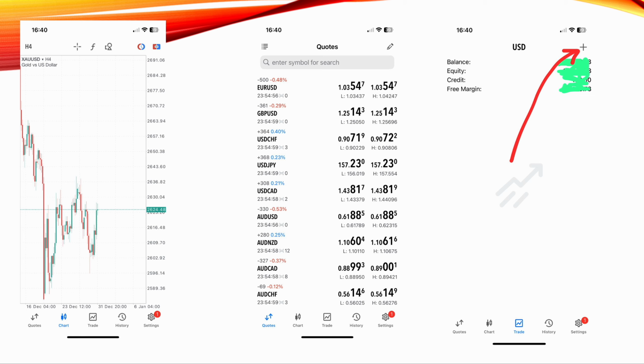Also on the home page, if you go to the middle where it says trade, that's where you're going to see your trades, and you can also see your balance. You can also see your equity. You don't really need to worry too much. All you want to focus on is just your balance, really. The rest isn't really too important.